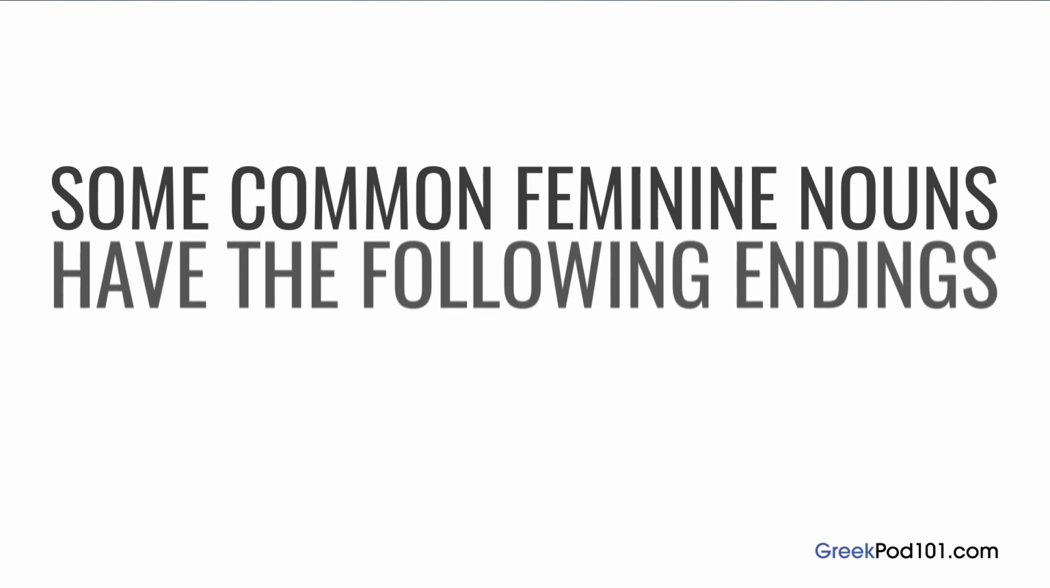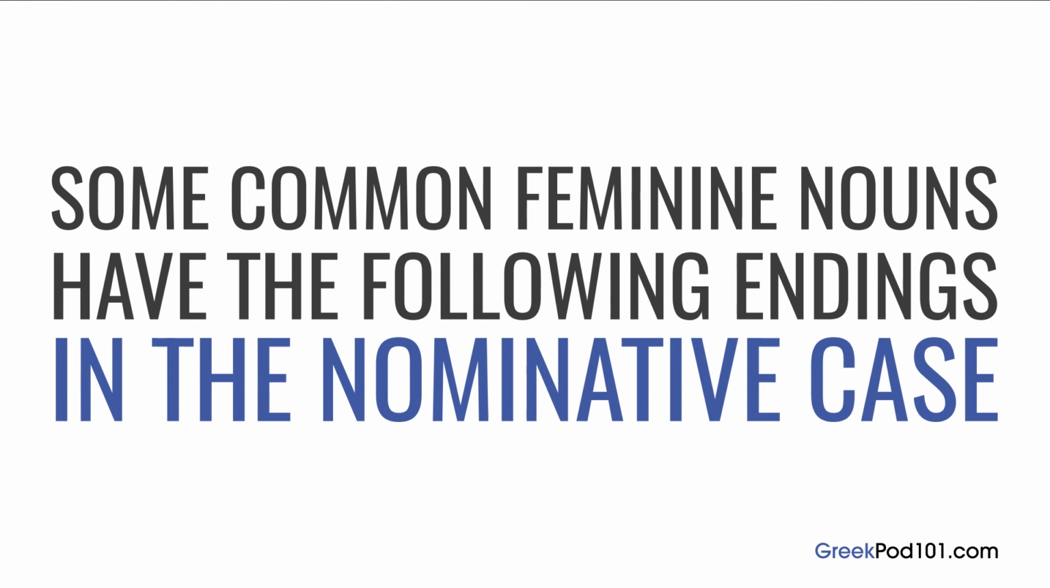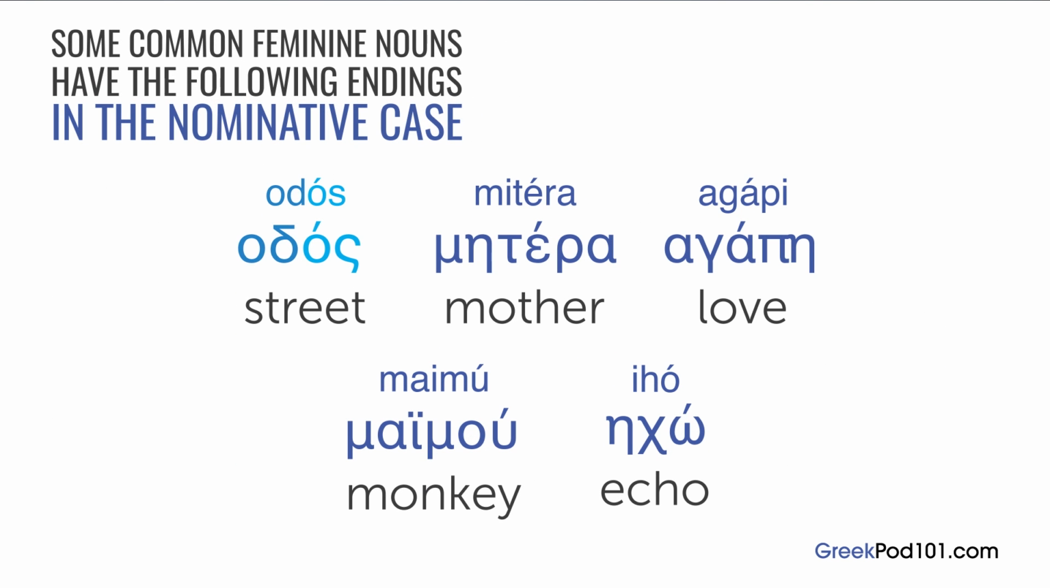Some common feminine nouns have the following endings in the nominative case. Os like odos, street. A like mitera, mother. I like agapi, love. U like maimou, monkey. And O like icho, echo.